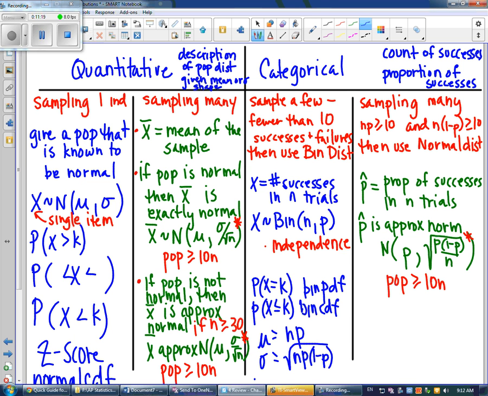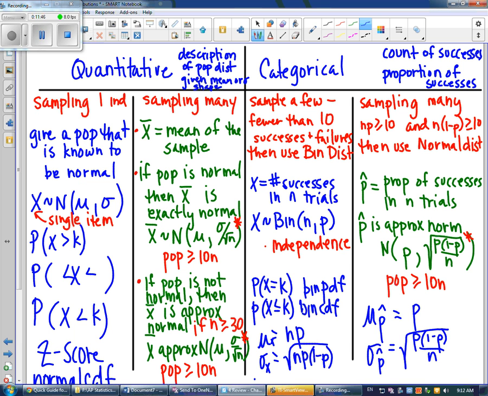But if I'm dealing with a large sample, then again, my formula for the mean, and this is where you really want to be careful. In this case, when I'm dealing with a sample of a few, this is just the mean of x and the standard deviation of x. If I'm dealing with p hat, then I need to change my notation. The mean I'm referring to is the mean of all my sample proportions, and that's just going to be p. The standard deviation of p hat then is going to be the square root of p times 1 minus p over n.